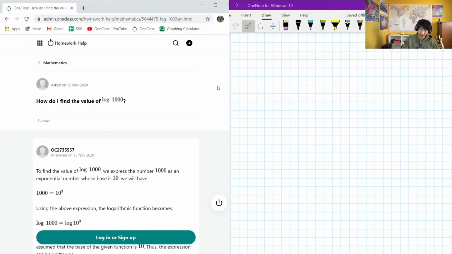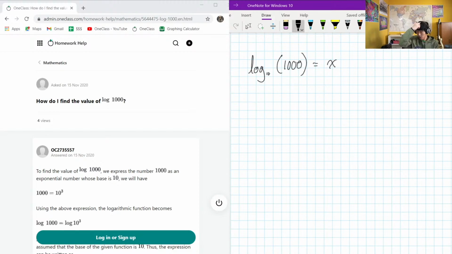Okay, so here's the next question that we have on the menu today. It is asking us, how do we find the value of log 1000? Really what it means is log base 10 of 1000. How do we find this? Let's say that's equal to x, and we're trying to figure out what x is equal to.